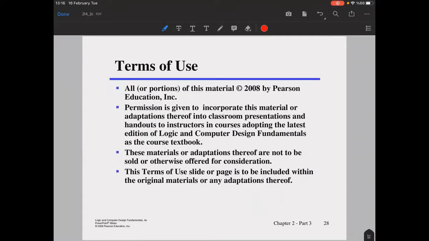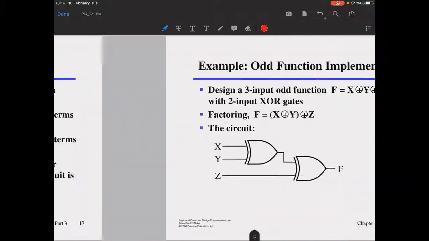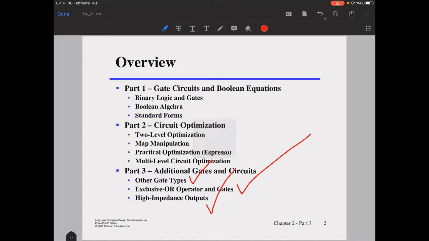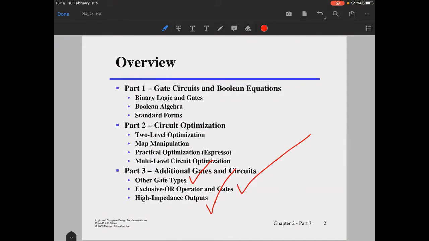So that's it. That's all about today's session. We discussed the additional gates and circuits, and we will continue with the combinational logic design procedure in the next sessions. Thank you for listening.